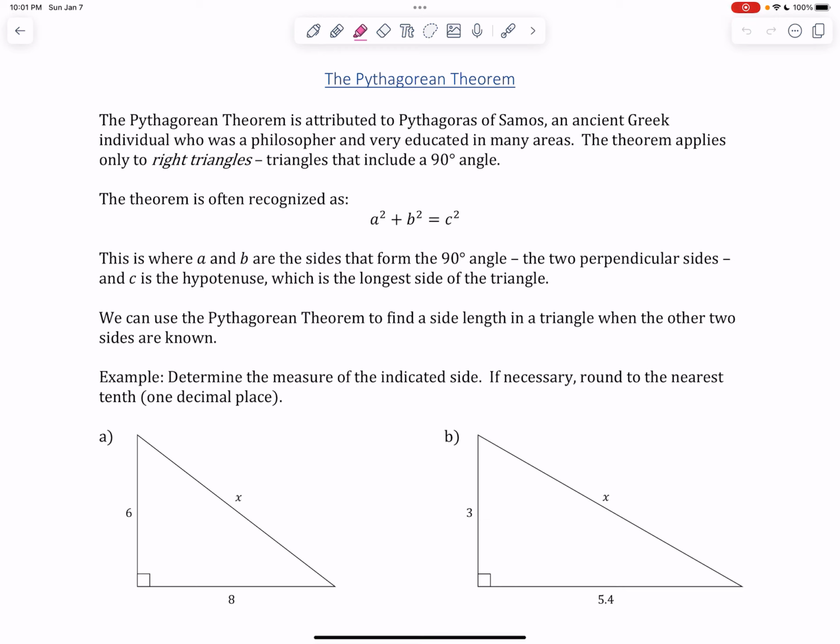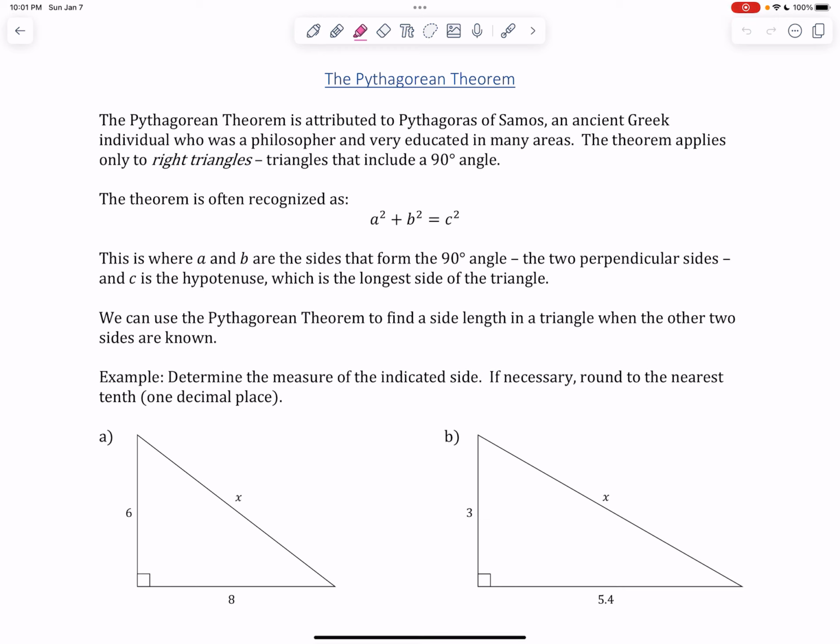So this one might be kind of reviewish because in previous years of study you did look at the Pythagorean theorem, but it's necessary for us to look at it just to make sure we have a good, secure understanding of how it works. One thing worth noting about the Pythagorean theorem is that it applies only to right triangles. So if the triangle doesn't have a 90-degree angle in it, we can't use the Pythagorean theorem.